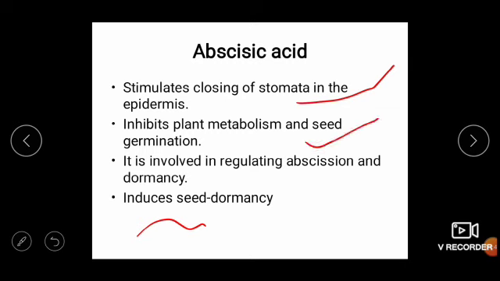It is involved in regulating abscission. Abscission means falling down of the leaves and the falling down of the fruits. That is called abscission, and it also helps in dormancy. It induces seed dormancy, meaning when the seeds fail to germinate.